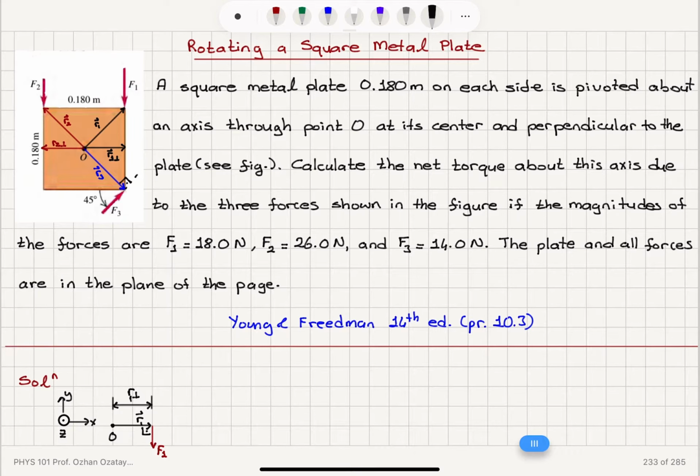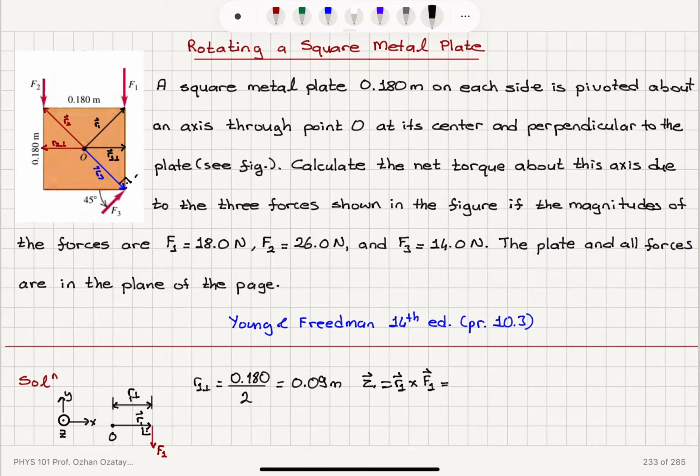So R1 perpendicular is basically the side length 0.180 meters divided by 2, which will give us 0.09 meters. And the torque due to this force will be the position vector of the application point with respect to the pivot point, R1, cross product with the force F1.